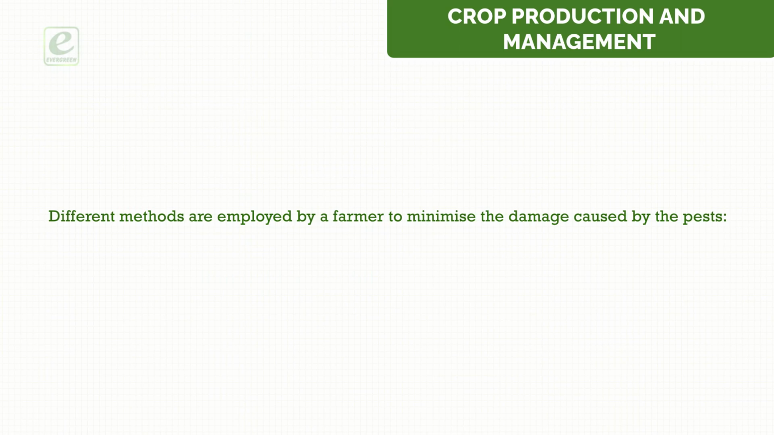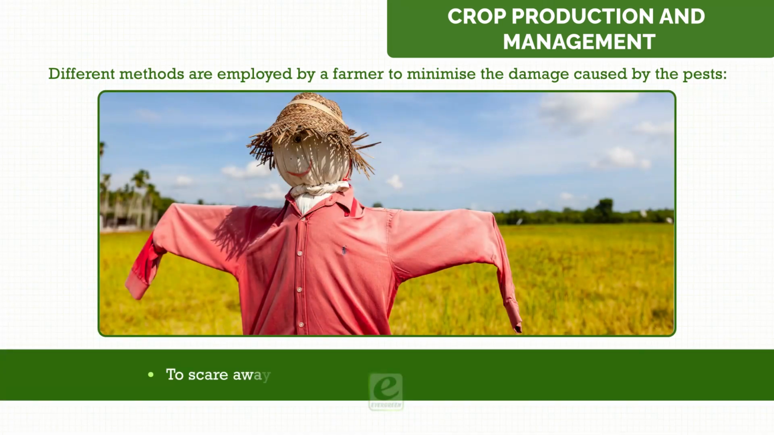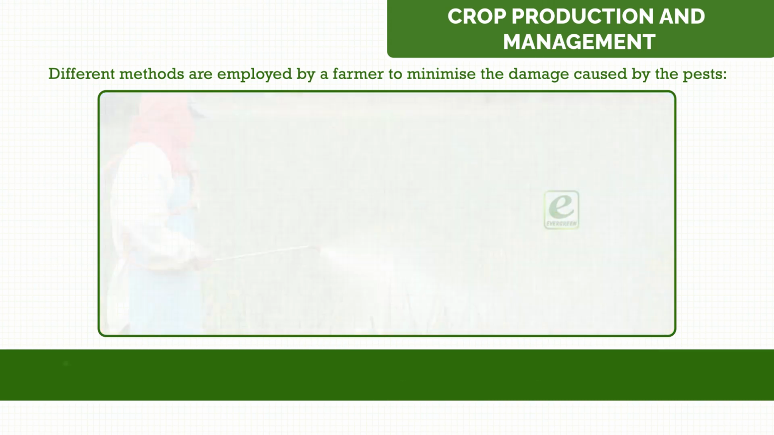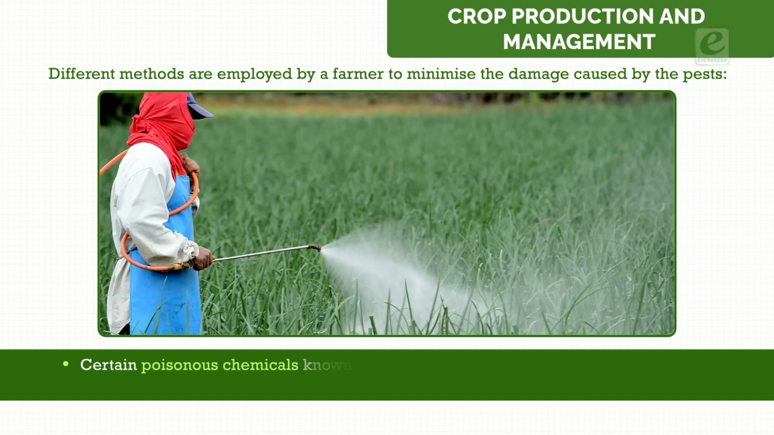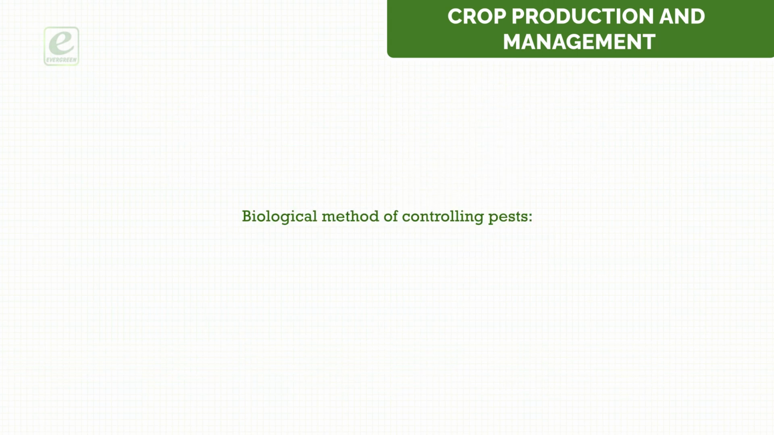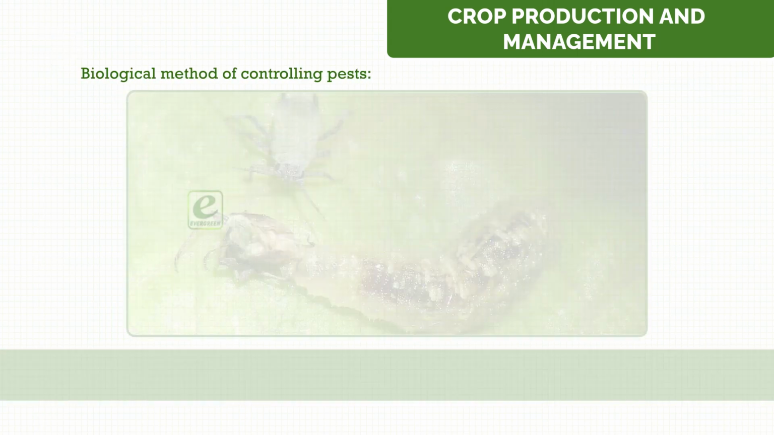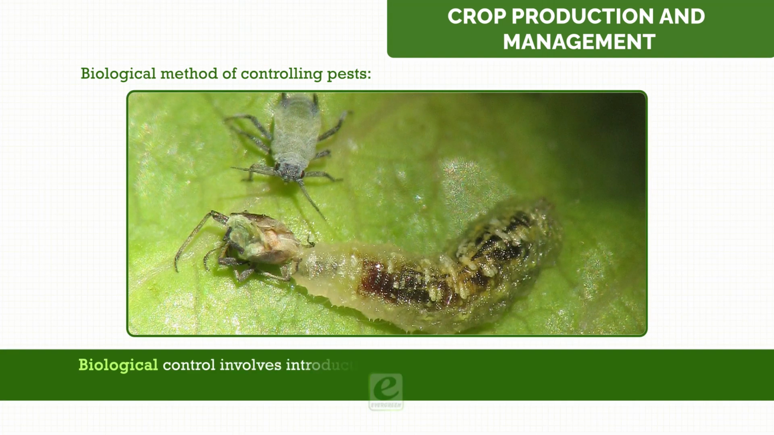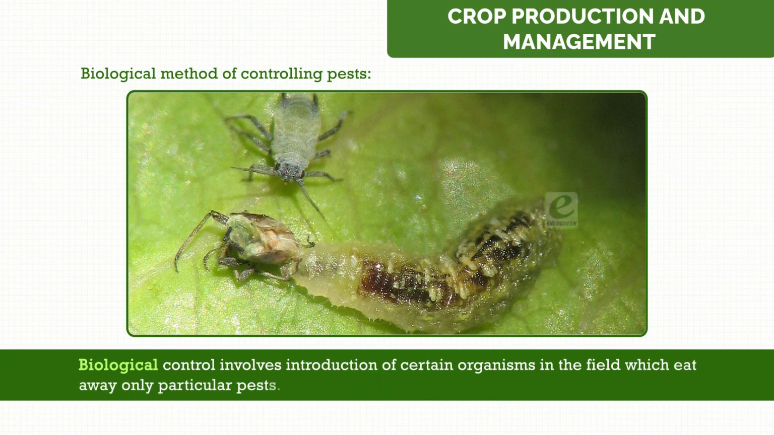Different methods are employed by a farmer to minimize the damage caused by the pests. To scare away the birds, scarecrows are placed in the field. Certain poisonous chemicals known as pesticides and insecticides are sprayed in the field to kill insects. Biological method of controlling pests. Biological control involves introduction of certain organisms in the field which eat away only particular pests.